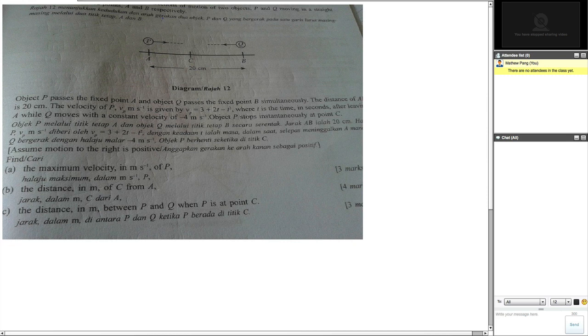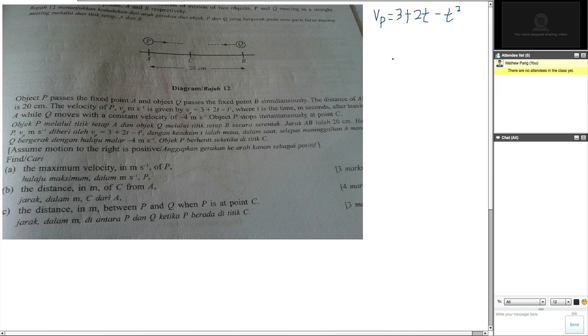Before we start, we have to understand the question first. Object P passes the fixed point A and Q passes the fixed point B simultaneously. The distance between A and B is 20 centimeters, which we can see from the diagram. The velocity of P is given by V. I'm going to write down velocity for P is 3 plus 2t minus t squared, where t is the time in seconds after leaving A.